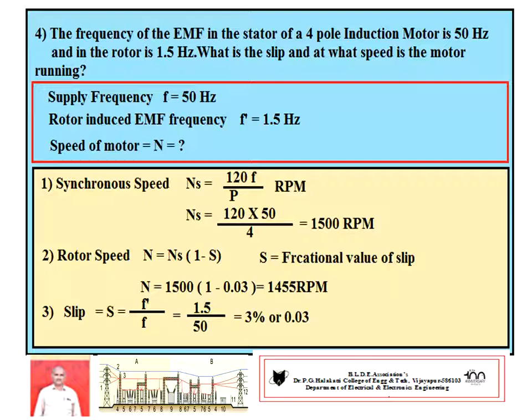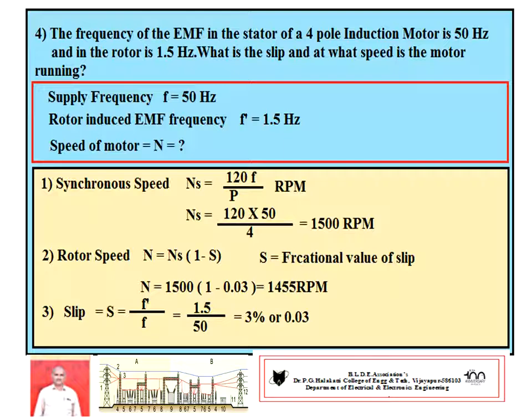Then number 2, you go for slip. Sir, slip as in the problem I showed. Number 3, you go for slip equal to F dash by F. It may be 0.03 or 3%. Then after calculation of slip, go for rotor speed. It is also called motor speed. Motor speed N equal to Ns into 1 minus S, sir. S is once again the fractional value of slip. You substitute the value, N is 1455 RPM.